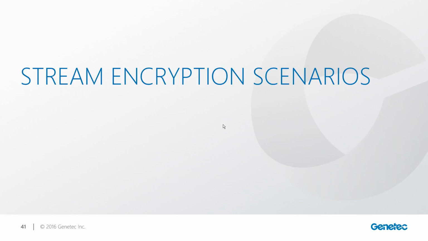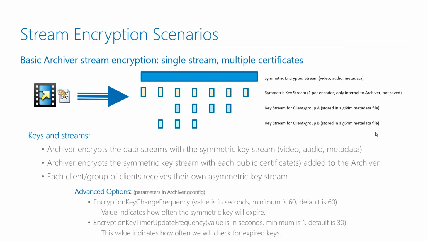So once we have that configured, let's take a look at a few encryption scenarios. This is our basic stream encryption, where we're going to look at a single stream and we're using multiple certificates just to give you a clearer idea of what's actually happening on the system. And we'll see how that's relevant on the strain on the system too. So basically we have our video stream that's coming in, and on the archiver we have that symmetric key stream going. That's the one that's changing every 60 seconds by default. It's not saved, it's just being used. And we're using that symmetric key stream to make our symmetric encrypted stream.